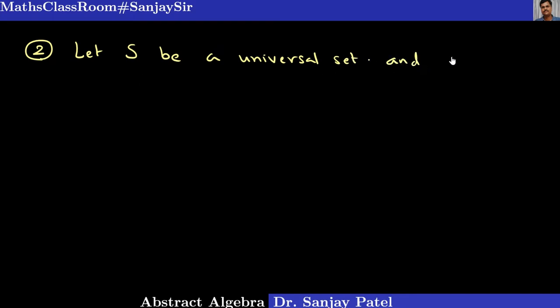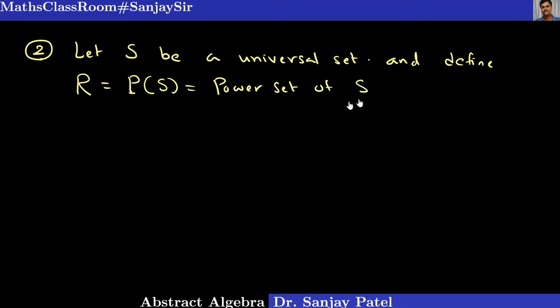Another example which I just leave it to you. Consider capital S to be a universal set. Universal set means any set. Okay, and define the set R equal to P of S, that is, the power set of S. So what does this contain? It contains all the subsets of the set S. So A is a subset of S.